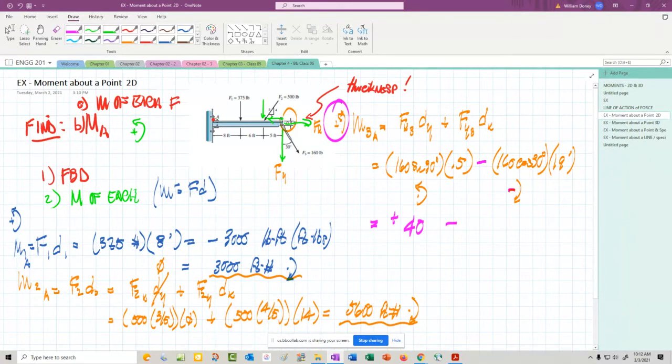160 times cosine of 30 is 138 and change, times 19, 2632.7, minus that little 40 gives me roughly 2593 minus, which is 2593 that way, foot-pounds.